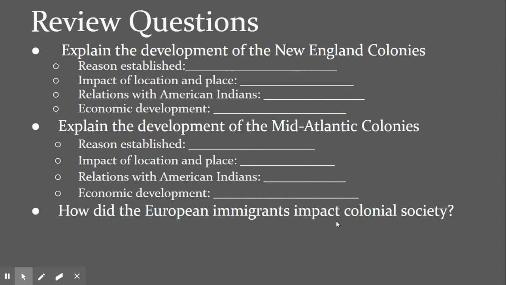The Mid-Atlantic colonies, the reason it was established is to have religious tolerance. These guys didn't want to be as extreme as those that had settled in the New England colonies. Impact of location and place: you could do agriculture and you could do trade. Remember, this is the middle and it has the best of both worlds. Relations with the American Indians: they relied on trade with the American Indians, but it goes south. And the economic development is that they're able to trade, but they're also going to have a pretty well-based agricultural economy.